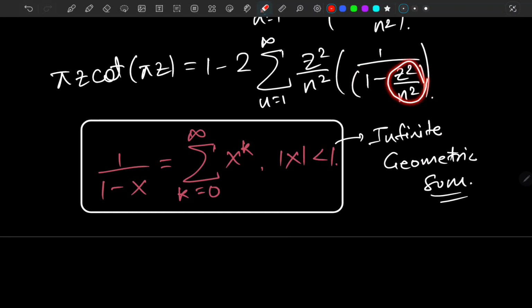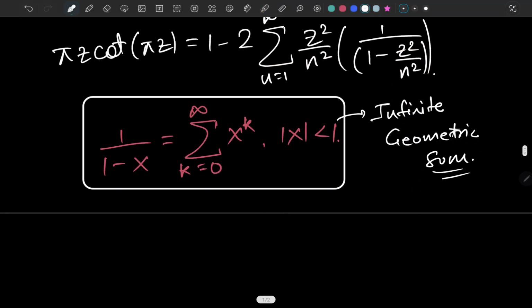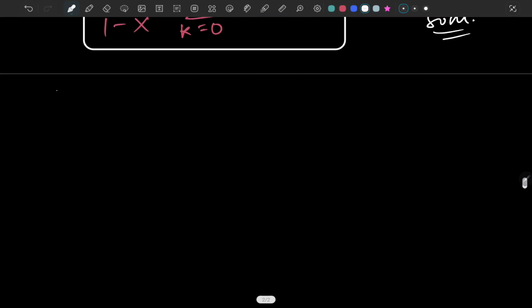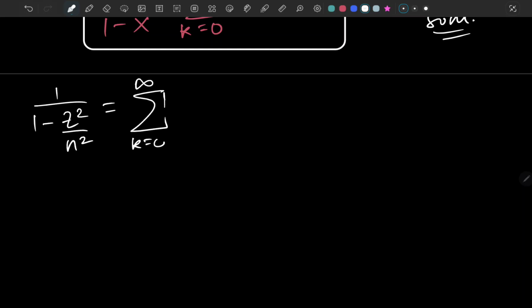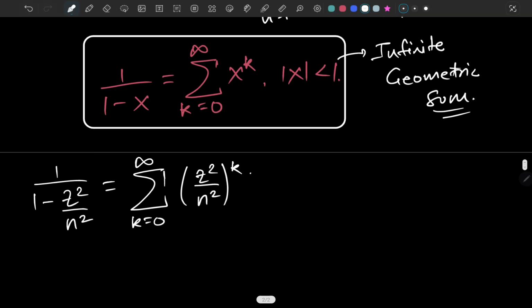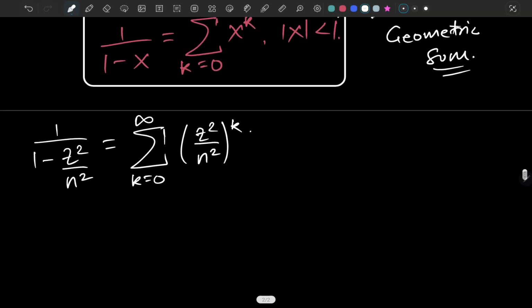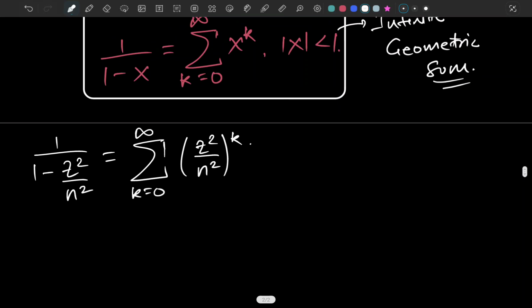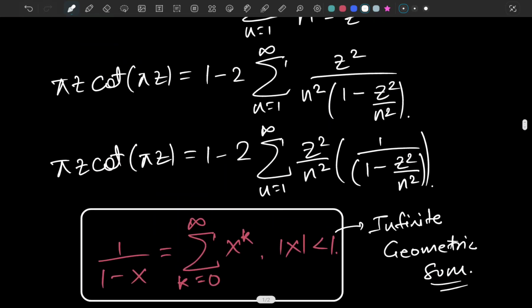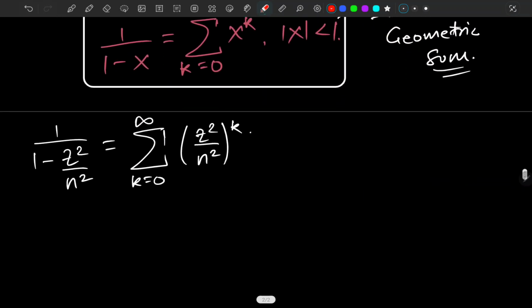So our x is z squared over n squared here, right? You can compare that. So basically 1 over 1 minus z squared over n squared can also be written as the sum as k goes from 0 to infinity of z squared over n squared whole to the k, right? Yep, that's cool. And now we can successfully represent this one with this infinite sum, right?